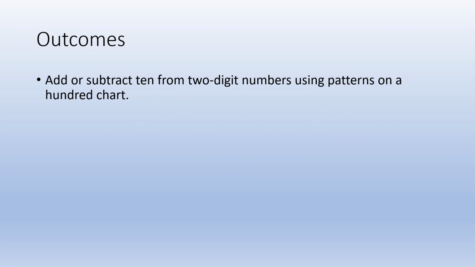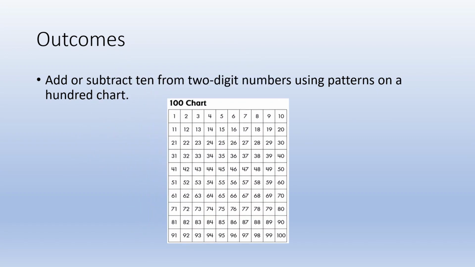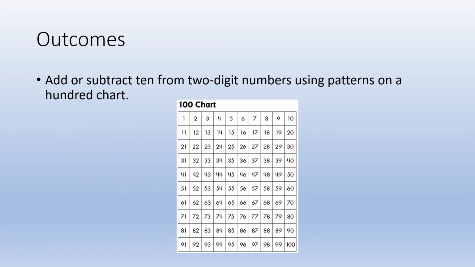Here's what we're going to be learning about today. Today we are going to add or subtract 10 from two-digit numbers using patterns on a hundreds chart. We've been working with addition and subtraction in first grade. We're going to be working with two-digit numbers today. So that means there's a number in the tens place and a number in the ones place. We're going to be looking for patterns on a 100s chart.